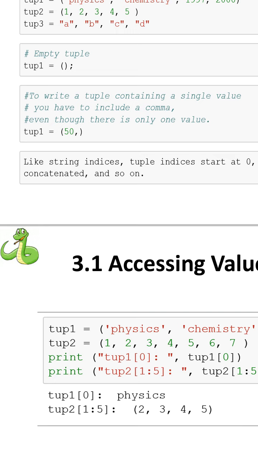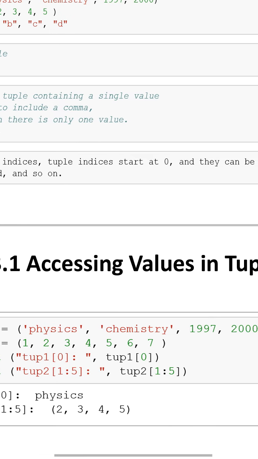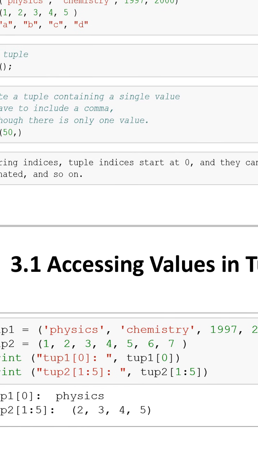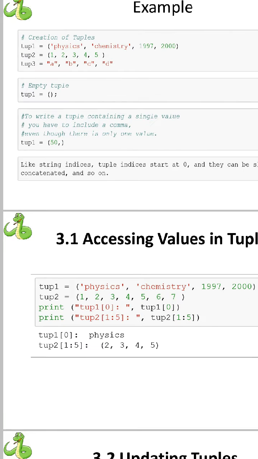Like string indices, tuple indices start with 0 and end with n minus 1, if our tuple has n elements. We can also perform slice operation and concatenation operation, as well as use operators like plus and star on tuples.